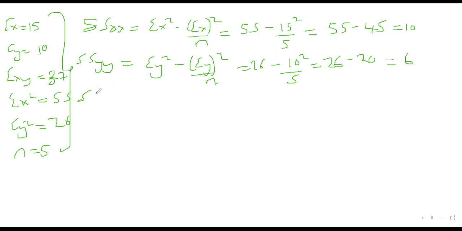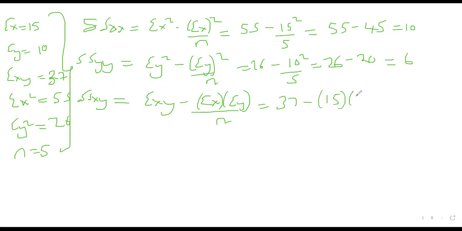And we go to sum of squares xy, which is summation of xy minus summation of x times summation of y over n. So we have xy is 37 minus 15 times 10 over 5. So this will be 37 minus 30, which is equal to 7. Right.